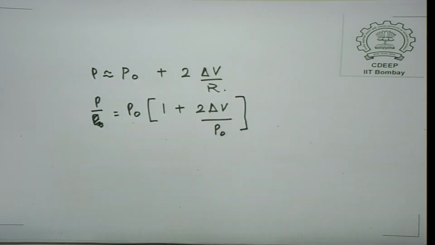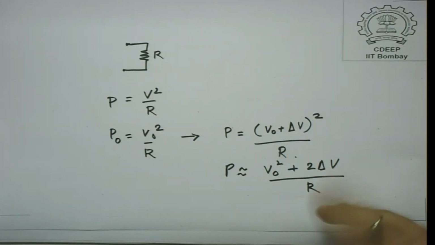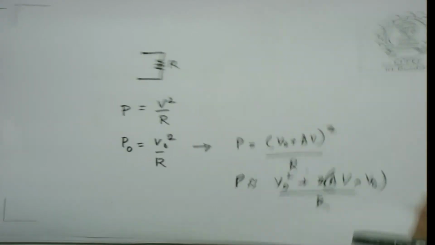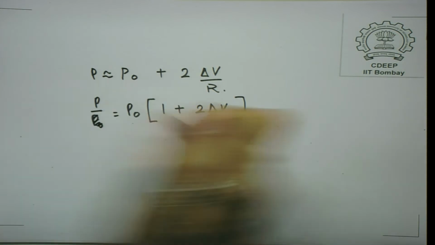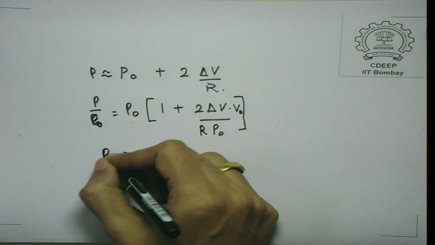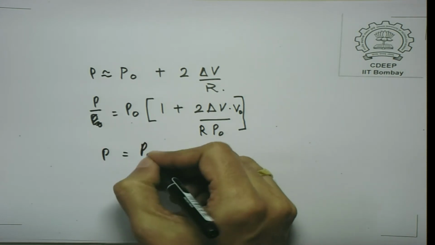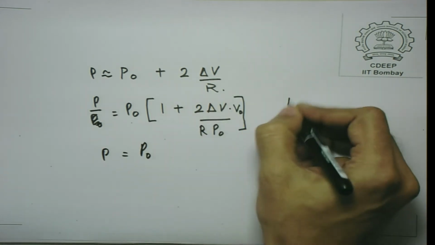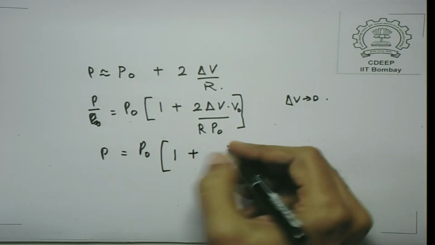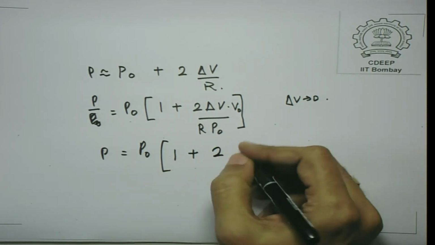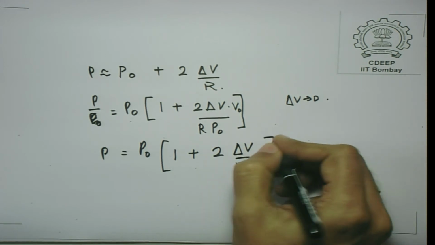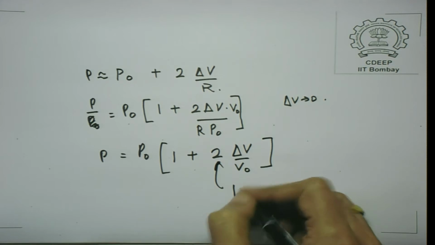Is there something wrong here? Yeah, it should be into V naught. So, this is into V naught by R, which is nothing but P naught. So P is approximately equal to P naught, for small changes, as delta V tends to 0, times 1 plus 2 times delta V by V naught. So, this is nothing but KPV.